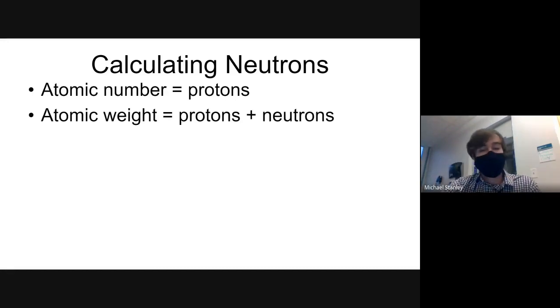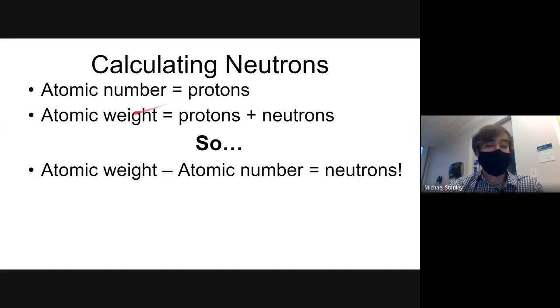So if we add up our number of protons and our number of neutrons, we will get the atomic weight. What that means is that if we have the atomic weight and we take away the number of protons, we'll be left with our number of neutrons. So, since the atomic number is how many protons we have, if we do the atomic weight minus the atomic number, we can calculate our number of neutrons.